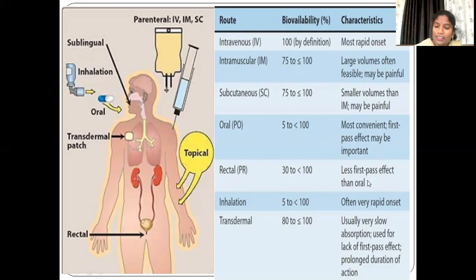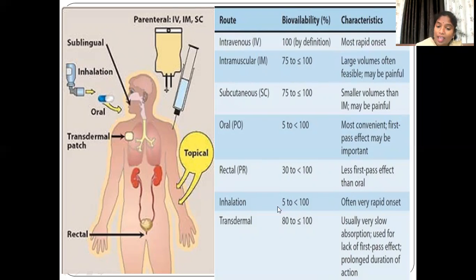This has less first pass metabolism, meaning it is not crossing the liver. Okay, inhalation route, 5 to 100%. It shows a very rapid onset of action when the drug directly reaches the systemic circulation. But we don't know how much of it is available. Here, 100% is available in the IV route, and that's why it shows rapid onset of action.